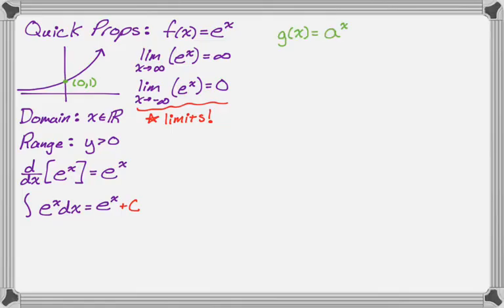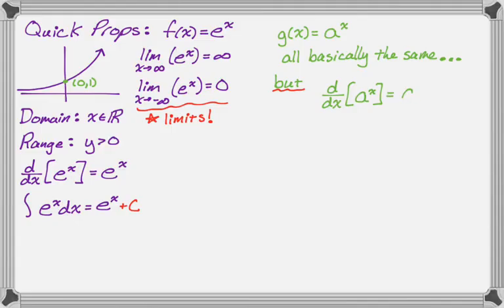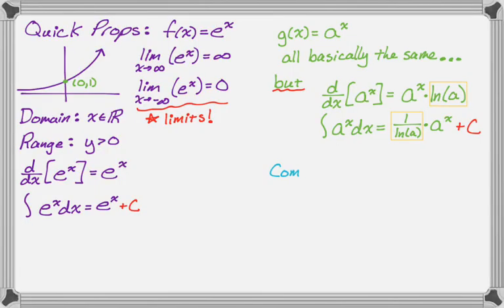But you might also see just a to the x. In the event that you see that, pretty much everything is the same, but there are two things you should be aware of. The derivative of a to the x is equal to a to the x times the natural log of a. So you've got to remember to multiply by the natural log of a in that case. And the antiderivative is similar: there should be a 1 over the natural log of a, and then a to the x, and then plus C.